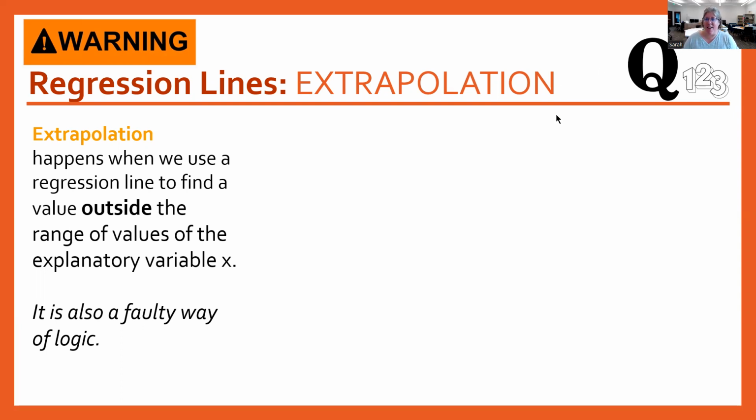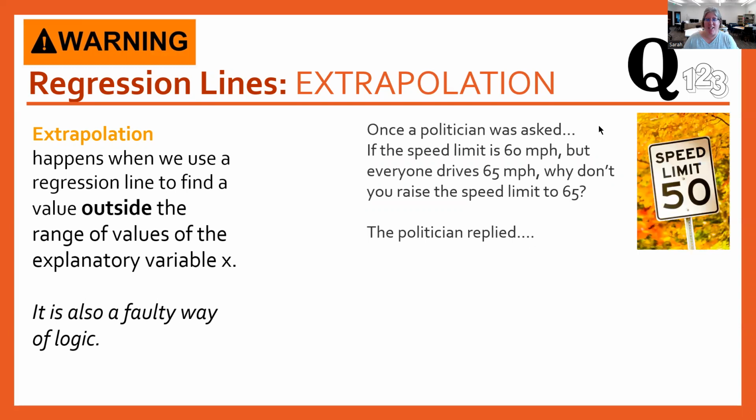So this is a fun example from when I was a teenager. A politician was asked, if the speed limit is 60 miles per hour and everybody drives 65, why don't you just change the speed limit to 65 to match what people are driving? I thought that was a really good question. As a teenager, I was like, yeah, why don't we do that? So the politician's response is really interesting.